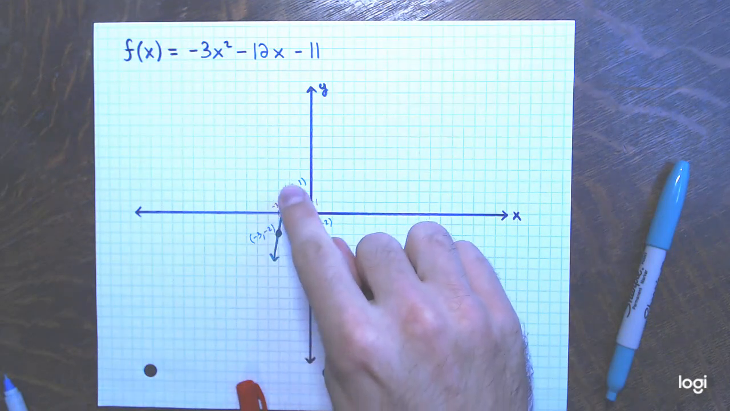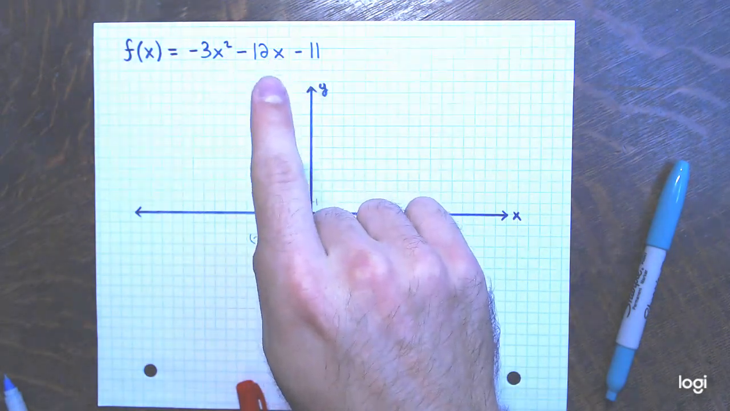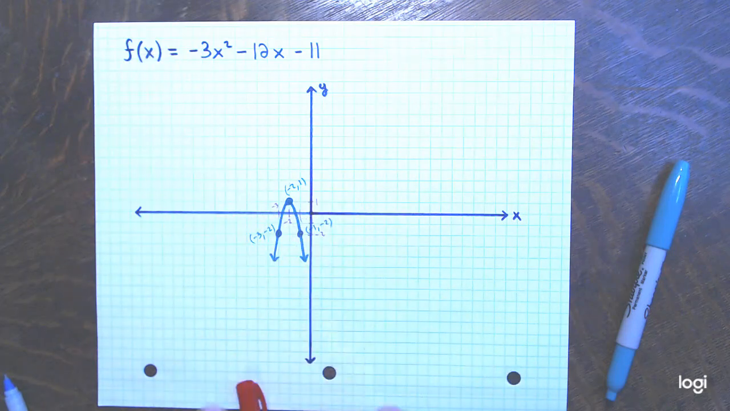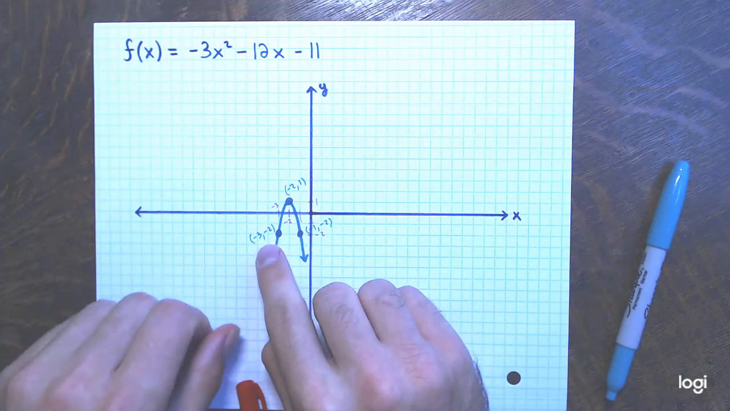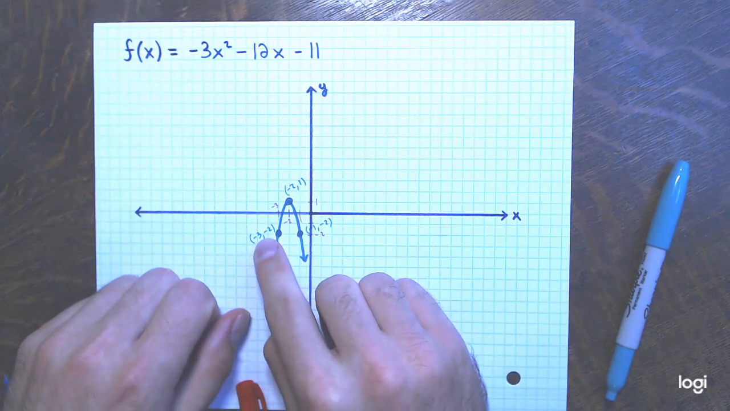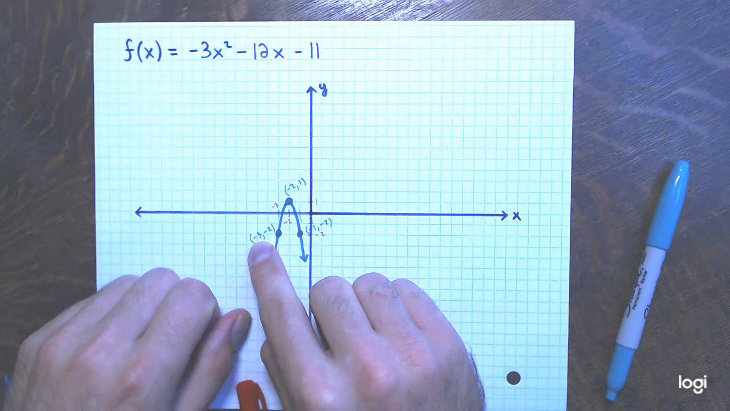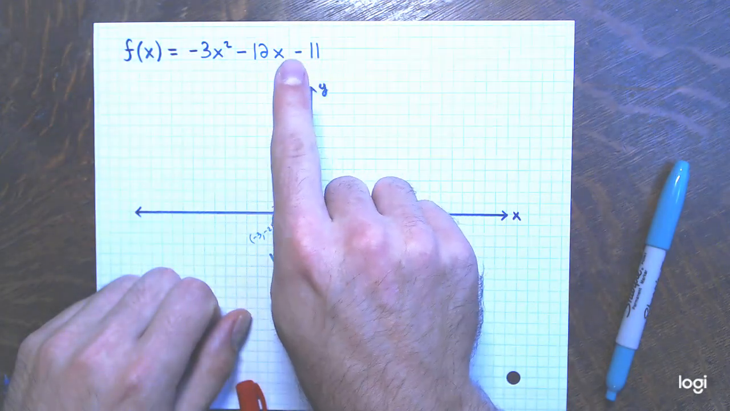Because if these points truly are on the graph of this function, then they should satisfy the equation. The input I have should correspond to the proper output. So let's say this point, negative 3, negative 2 here. If I replace x with negative 3 in the rule, do I get an output of negative 2?